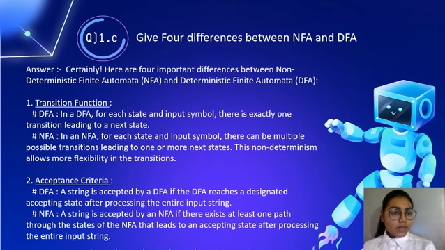The second one is acceptance criteria. A string is accepted by DFA if the DFA reaches a designated accepting state after processing the entire input string. For NFA, a string is accepted by NFA if there exists at least one path through the states of the NFA that leads to the accepting state after processing the entire input string.